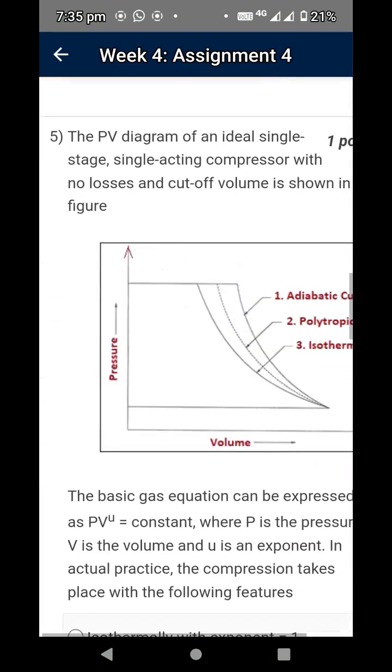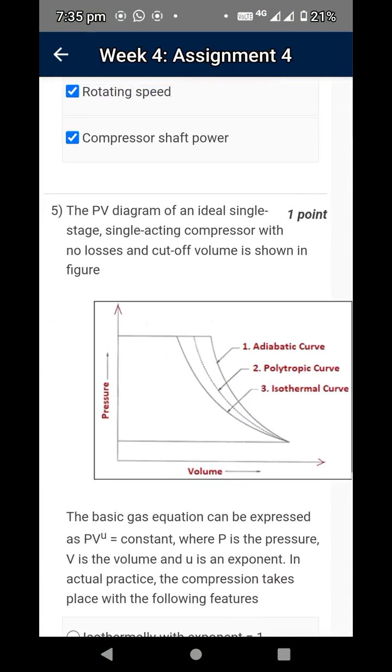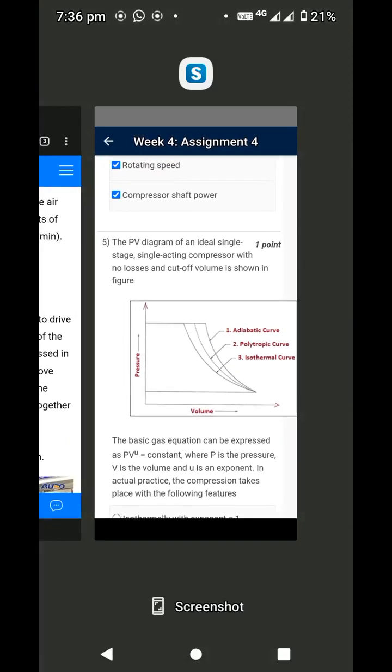And now check out the PV diagram of an ideal single stage single acting compressor with no loss and cutoff volume, shown in the figure.